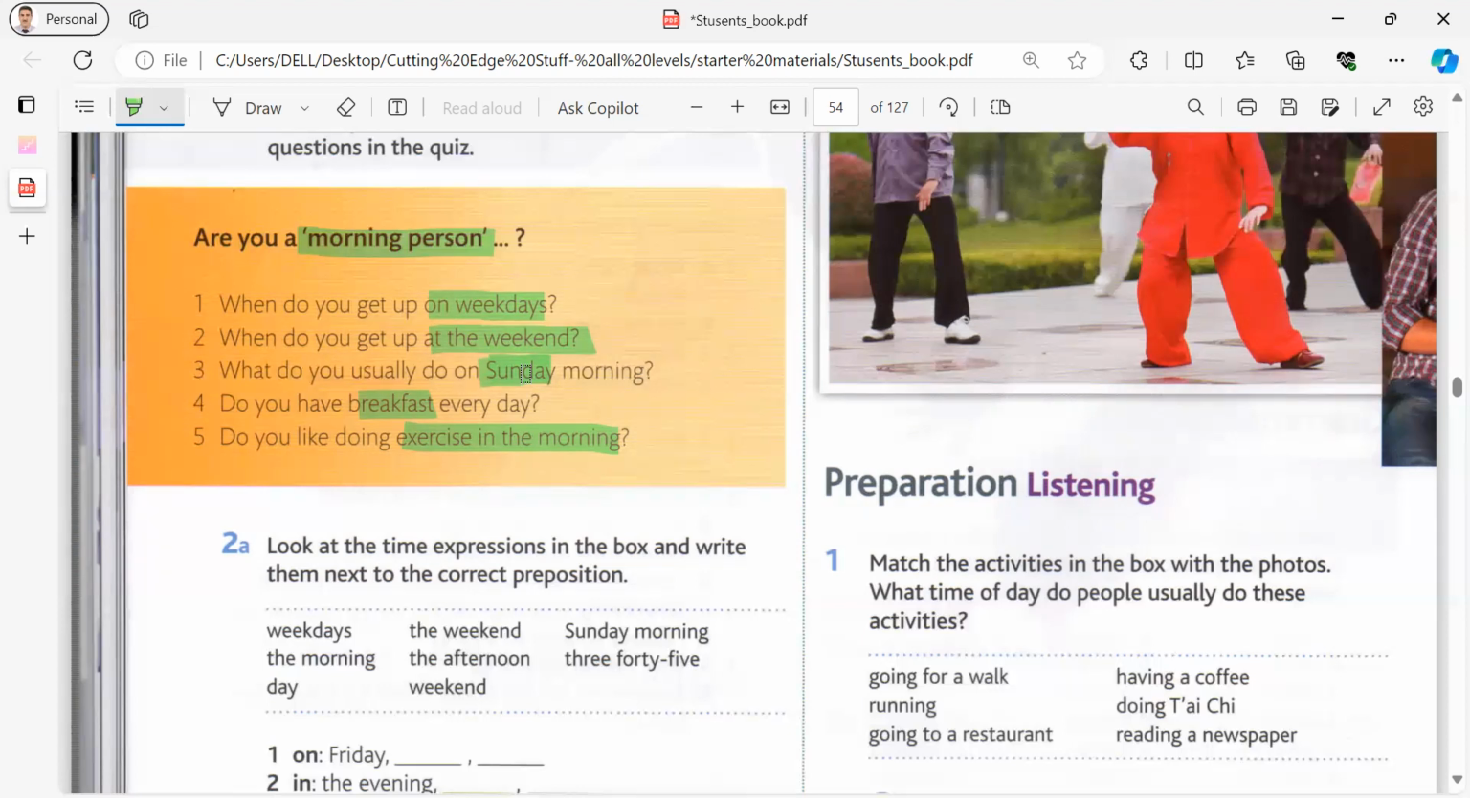What about you, Sultan? Do you have breakfast every day? Yes, I have breakfast every day. With my family, for example, or at school, or every day with my family before I go to school. The last question. Do you like doing exercise in the morning? Yes, I like doing exercise in the morning. So now, the last question for you. Are you a morning person? Yes or no, based on your answers. Yes, I think yes, because most of your daily life activities, you do them in the morning. Fahad, what about you?